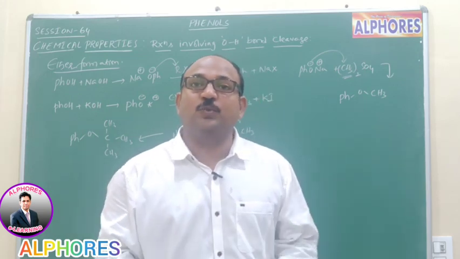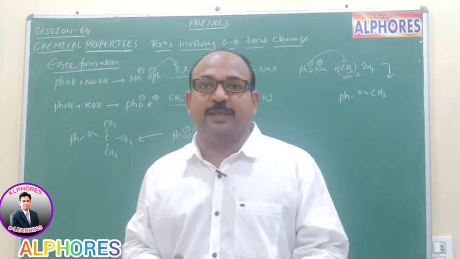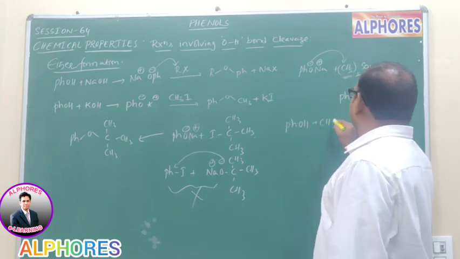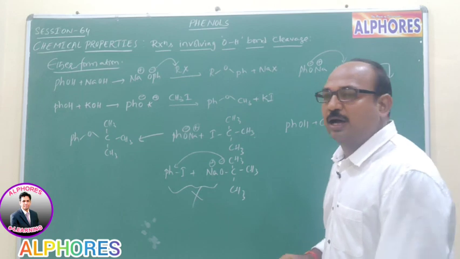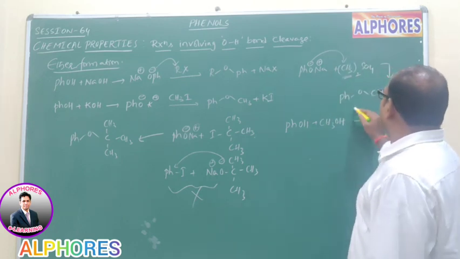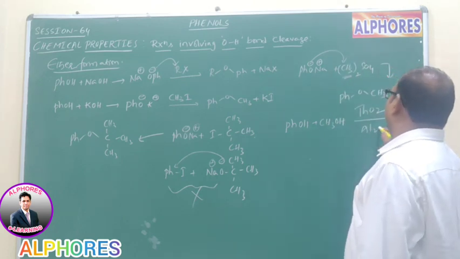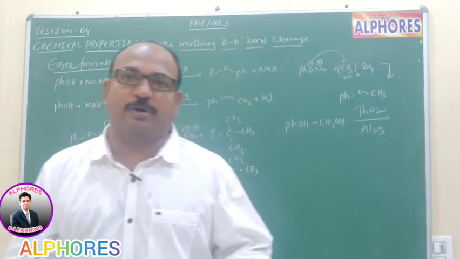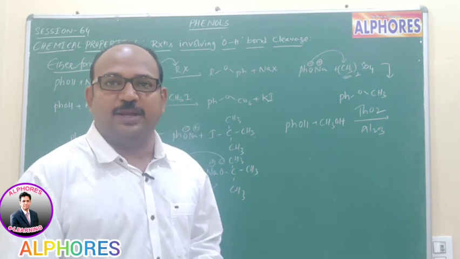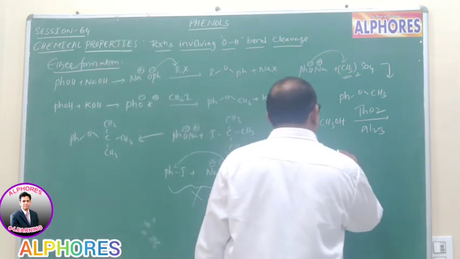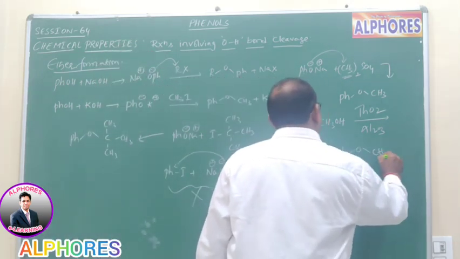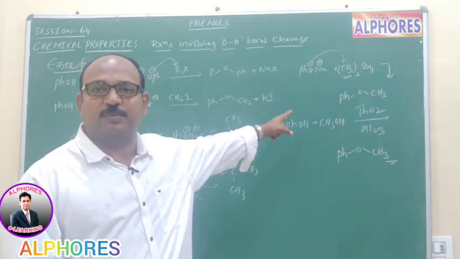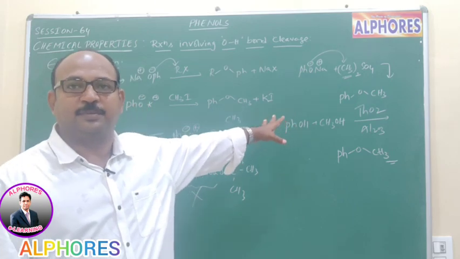The same ethers we can also prepare by heating phenol with methyl alcohol. Phenol upon heating with methyl alcohol in presence of anhydrous thoria (thorium oxide) or anhydrous Al2O3, we are getting phenyl methyl ether. As we know that this one is a good dehydrating agent, this reaction is an example of dehydration.